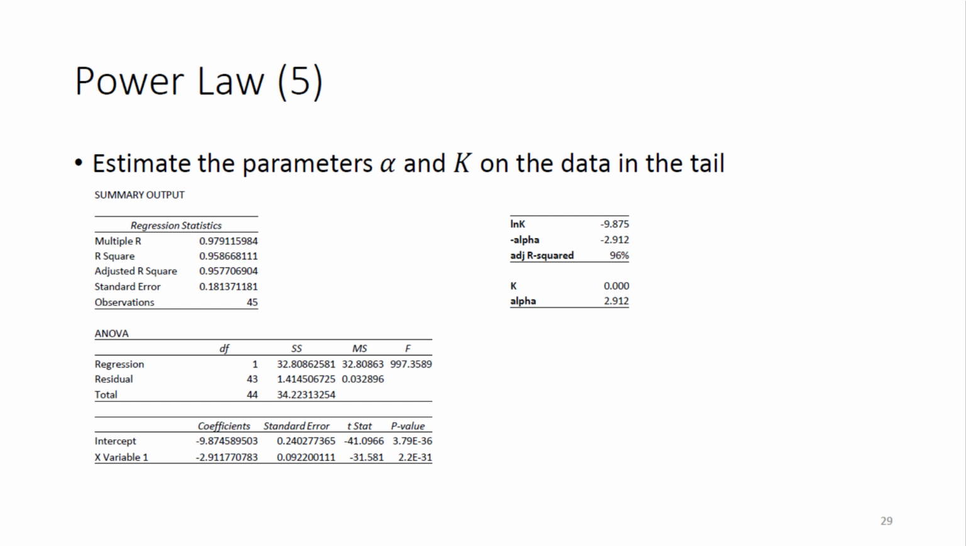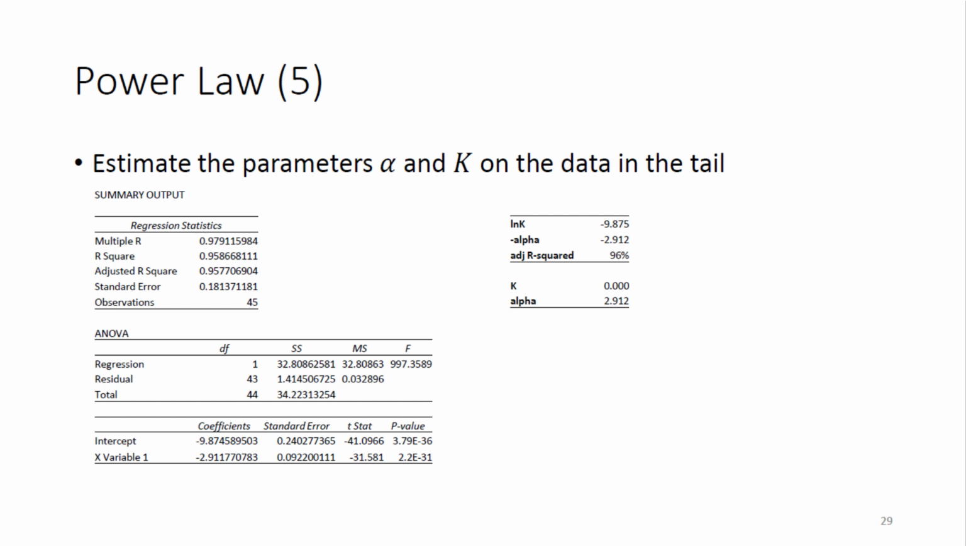So then what I can do next, I can use the intercept and the x variable, which are the coefficients at the bottom of -9.87 and -2.91. I can use them as estimates for the logarithm of k and minus the alpha. So that's what is on the bottom, on the top right. And then if I take the exponent of the logarithm of k value, I get to a very small value, which, with the precision of 3 decimals is 0.000, but there are numbers still further with further decimals, and the alpha is 2.912.